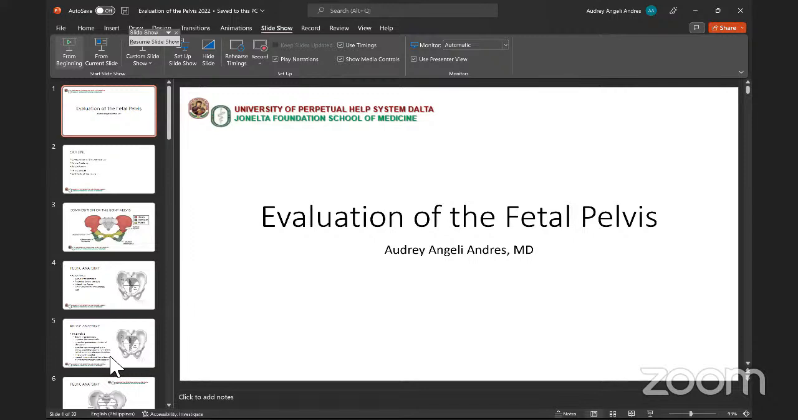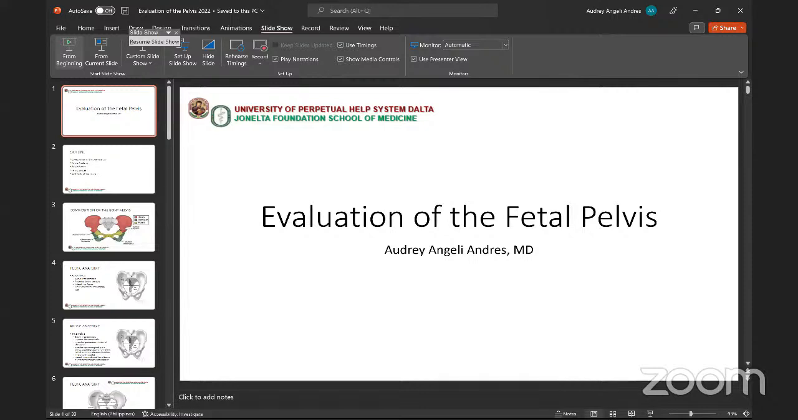Okay. So, pelvic anatomy: you have your false pelvis and your true pelvis. Your false pelvis would be anything above your linea terminalis. It's bounded posteriorly by the lumbar vertebra, laterally by the iliac fossa, and in the front by your lower anterior abdominal wall.